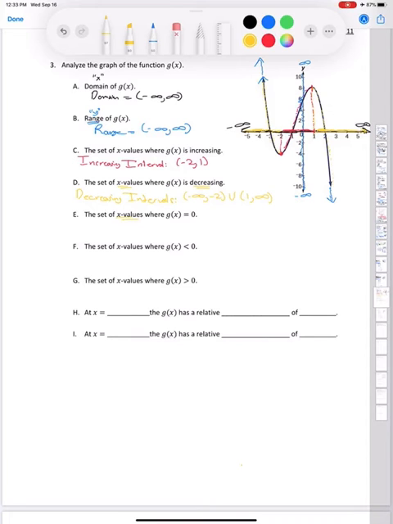So we have a constant interval. It does not only increase or decrease throughout this graph. Moving on to the next part, let's find the set of x values where our function equals 0.